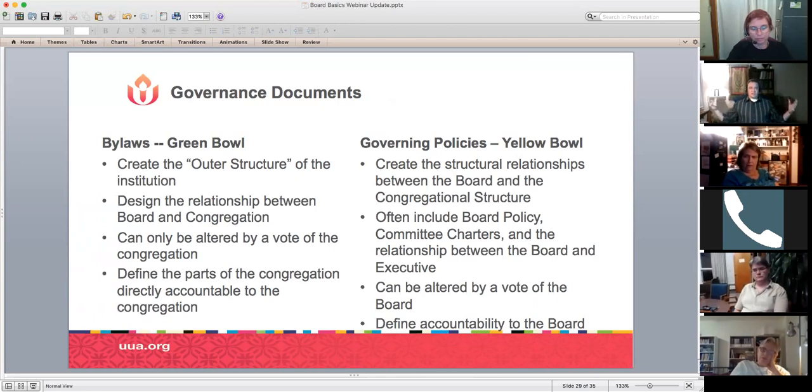So there is a lot of variety and diversity in how our congregations are organized, and I name these things for you to be able to look at your own system and to be able to determine what is true for your congregation.